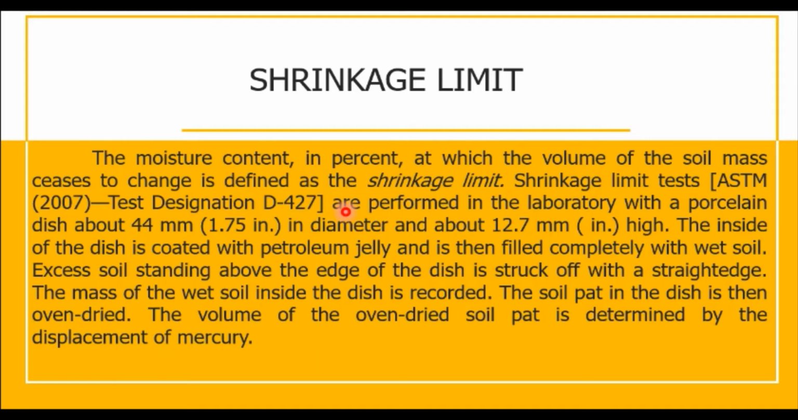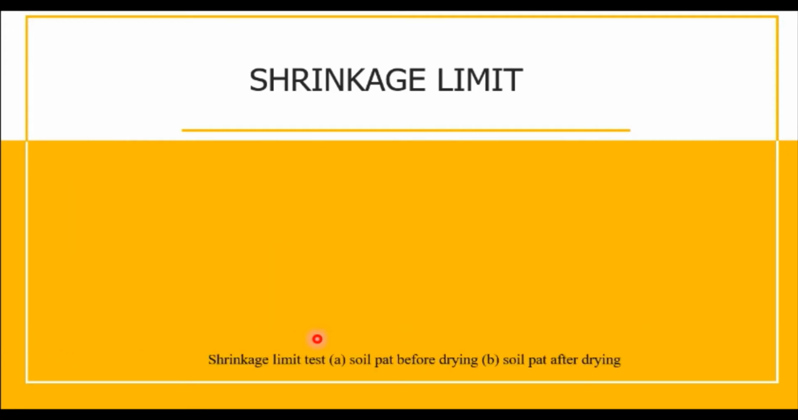high. The inside of the dish is coated with petroleum jelly and is then filled completely with wet soil. Excess soil standing above the edge of the dish is struck off with a straight edge. The mass of the wet soil inside the dish is recorded, and the soil pat in the dish is then oven-dried. The volume of the oven-dried soil pat is determined by the displacement of mercury. So, in the laboratory, para makuha natin yung shrinkage limit, meron tayong porcelain dish.